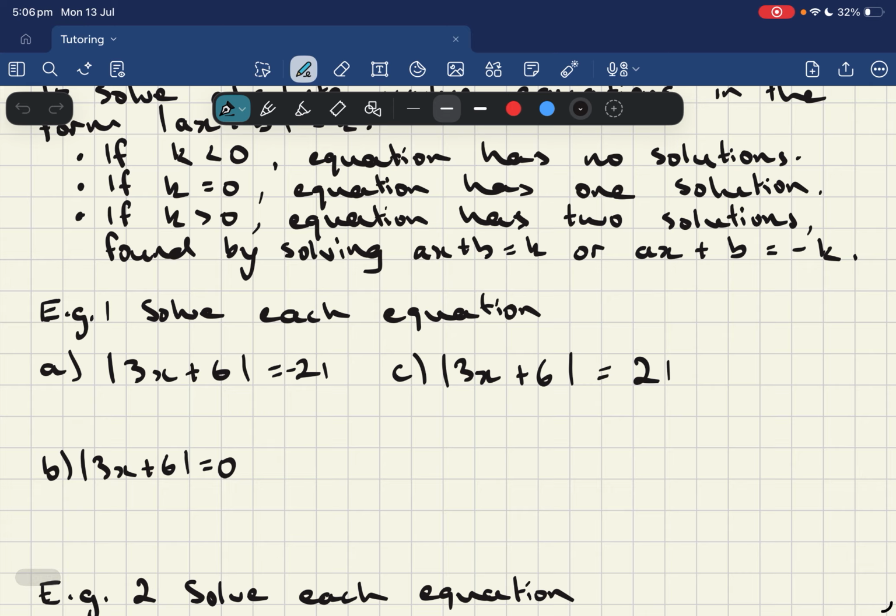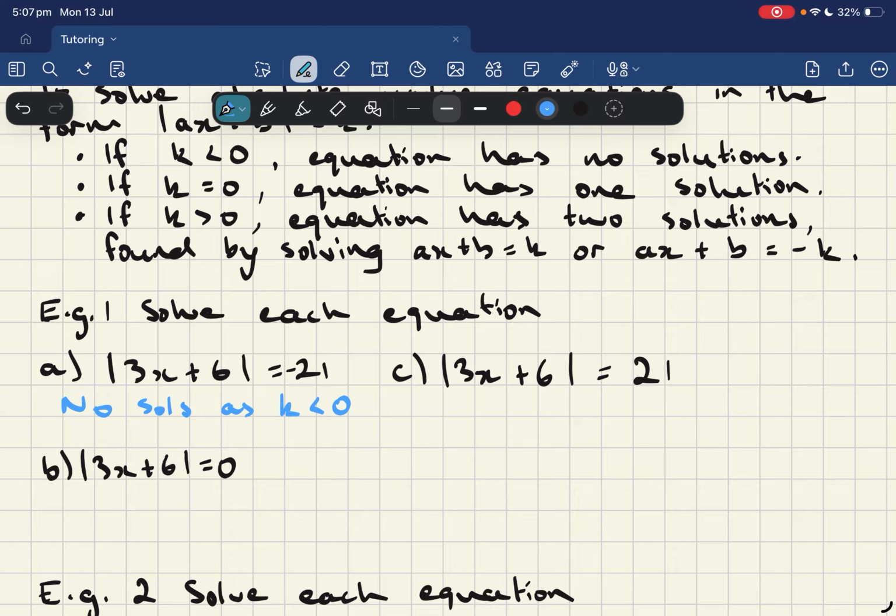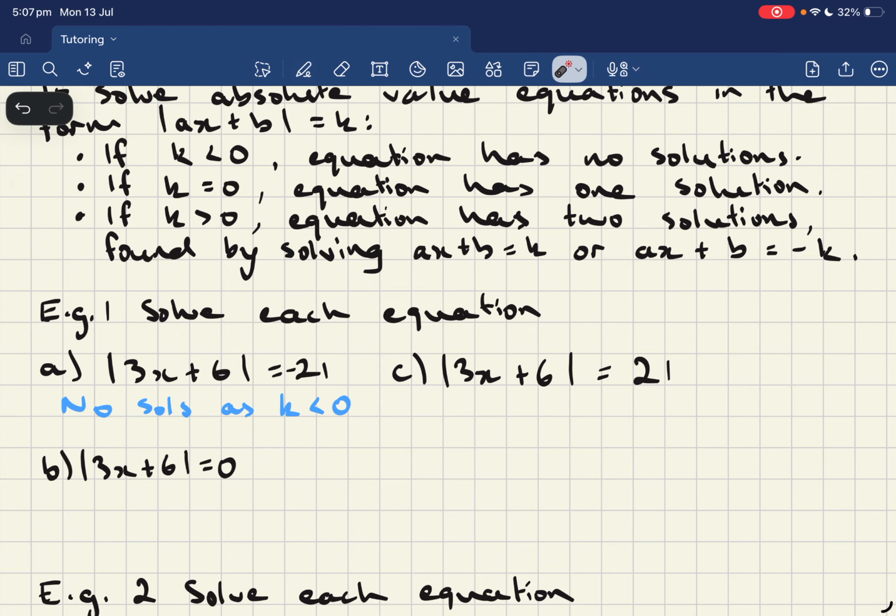Now, the first one says 3x plus 6, the absolute value of that, equals negative 21. We already know that there are no solutions as our k value, on the other side, is less than 0. So there's going to be no value of x that's going to make this true. Next one, we see that 3x plus 6, the absolute value of that, equals 0. Now, we're going to just look at this using this same lens of making two mini equations. Now, for 0, whether we do positive 0 or negative 0, we're going to get the same solution.